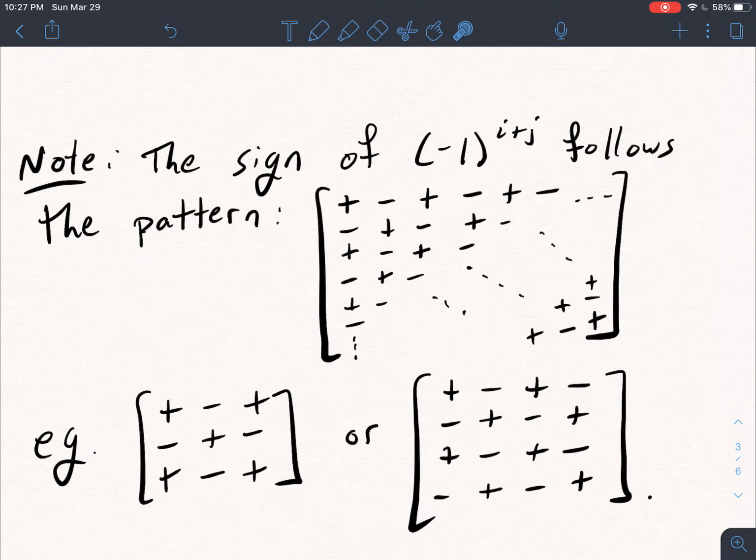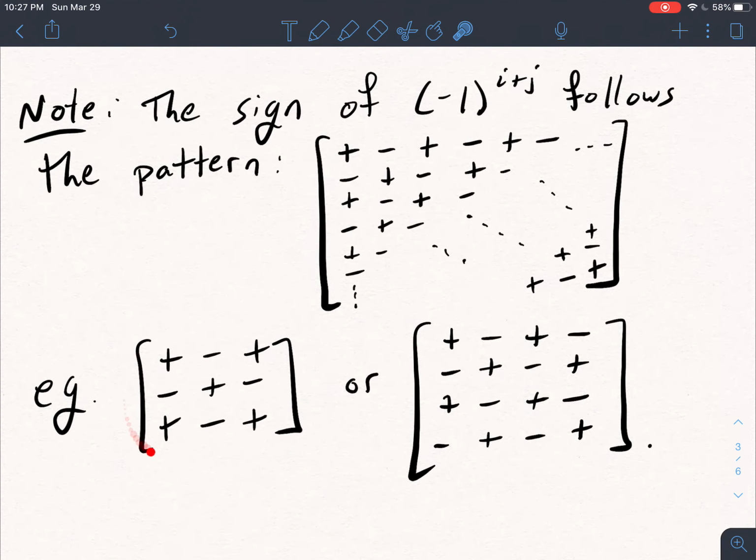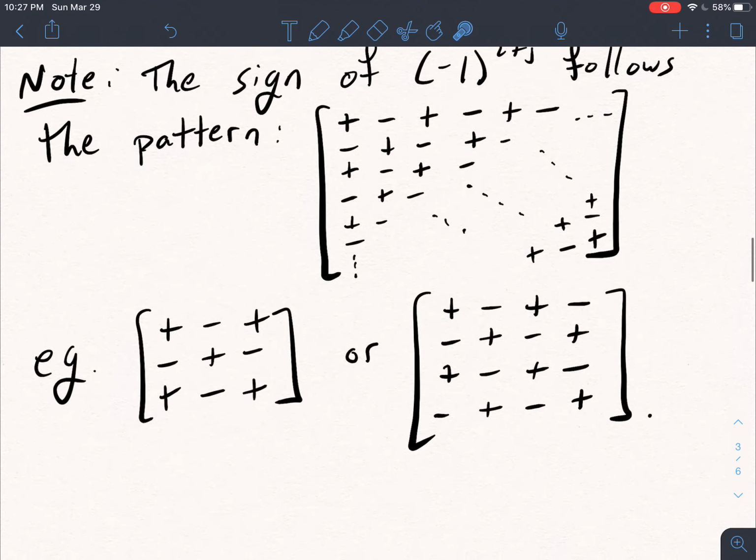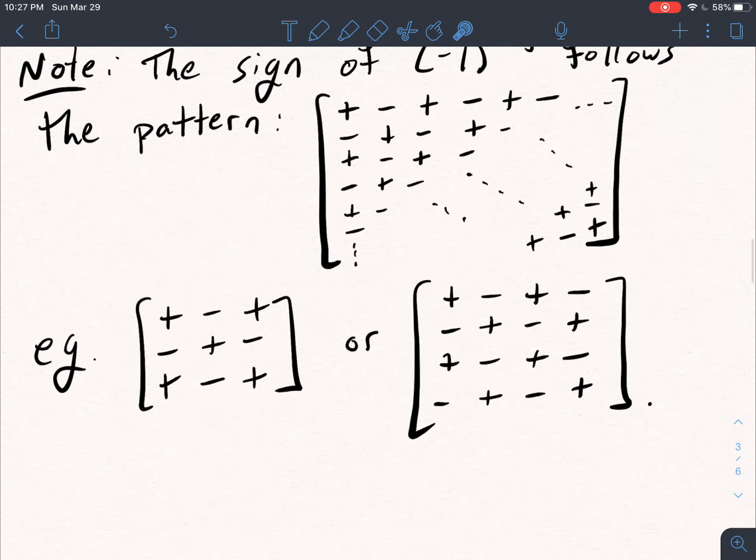So to know what this is, you don't always have to actually calculate negative 1 to the i plus j. You can just use this pattern. So for 3 by 3 matrices, you have this pattern, and for 4 by 4 matrices, you have this pattern, and so on and so forth.